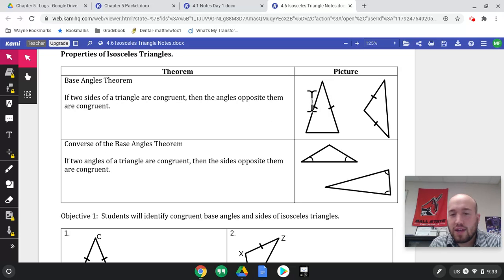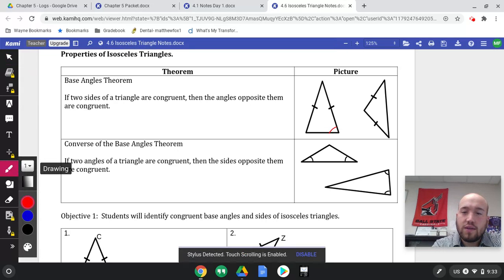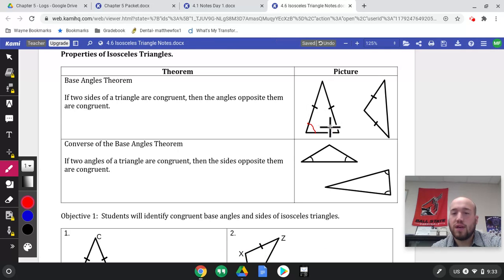Okay, so what I mean by that, this side is congruent, we go opposite that. So if I come across, then we know this angle is also congruent. We go across, we know this angle is congruent. Okay, so I went across opposite both of those, and I see that these two angles are congruent. Likewise on this one, I'll go opposite, opposite, and I'll see that these two angles are congruent.